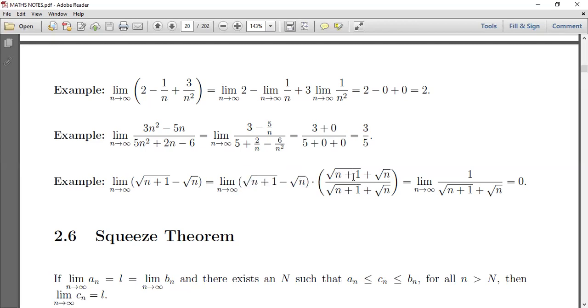Remember, the denominator of this is over 1. So if I multiply this by this, this thing here becomes rational. Okay, then I've got 1 over this, because I now have 1 over n. Anything that I've got over n approaches 0. So this whole thing approaches 0. That's the limit.